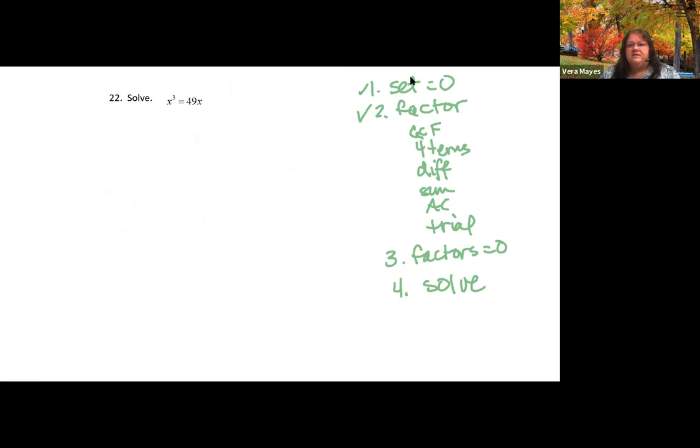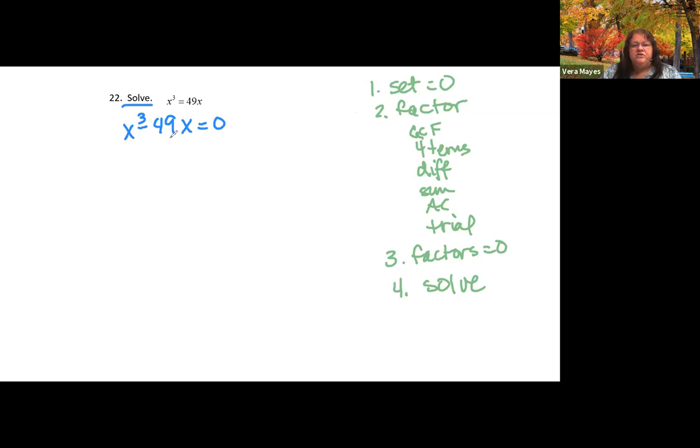All right, so this one says again, solve. So we know, let me erase our check marks because we haven't done that part on this one yet. All right, so we have to get it equal to 0. So we're going to bring that 49x over to join the x cubed. So step 1 is done. And now we get a factor.